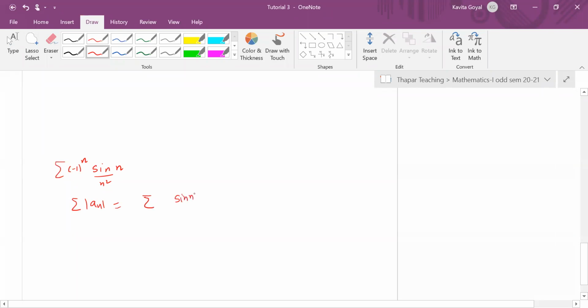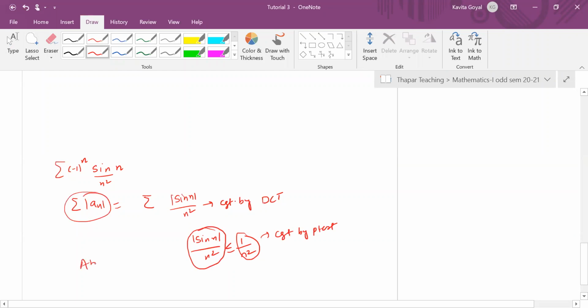So an will be mod sin n upon n square. This is convergent by which test? DCT, because mod sin n upon n square is less than or equal to 1 upon n square. Both are positive term series, and this is convergent by the P test. Therefore, by DCT, this series is convergent, so it is absolutely convergent. Is that okay? Go for the next one.